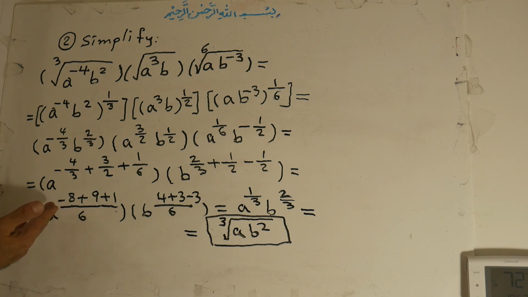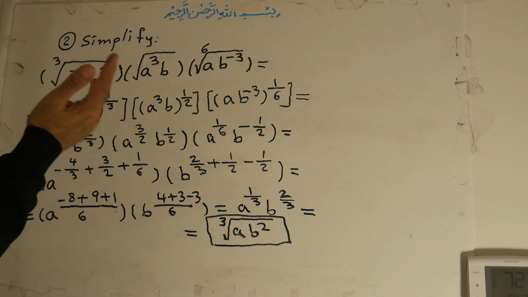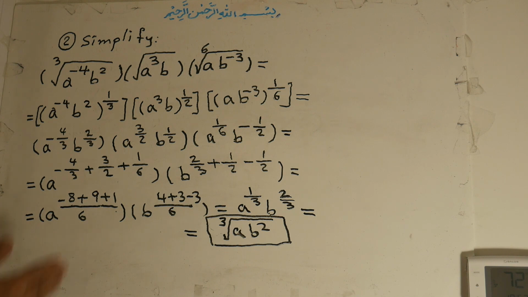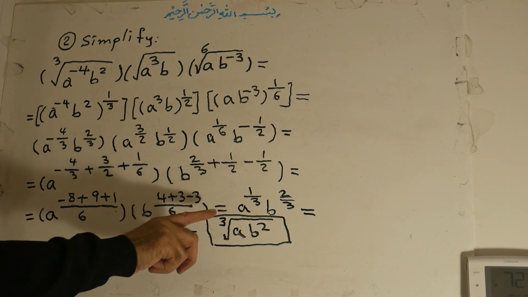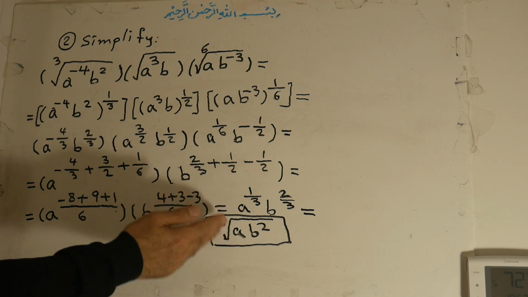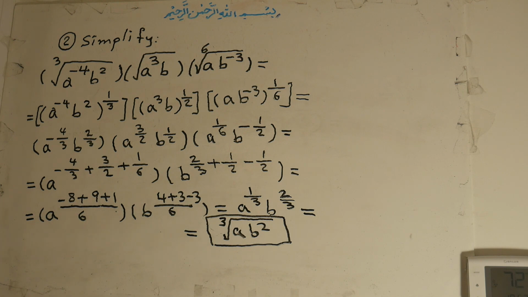And a to the power of negative 8 and positive 9 is positive 1, positive 1 and positive 1 is positive 2 over 6, which is 1 over 3. And here positive 3 cancels with negative 3, and 4 over 6 is 2 over 3. So a to the power of 1 over 3 times b to the power of 2 over 3. Now we can write a, b to the power of 2 under the third root, or under the cubic root.